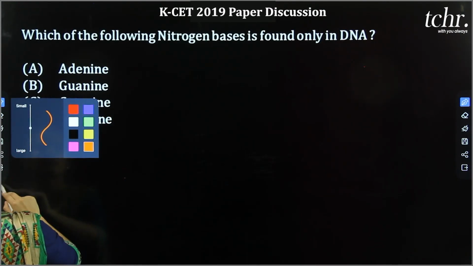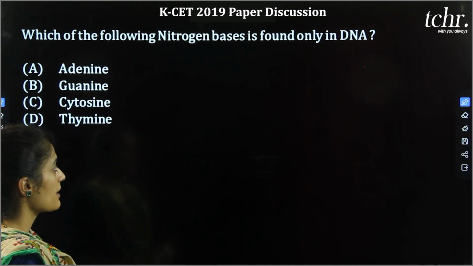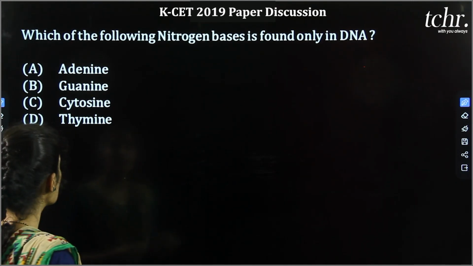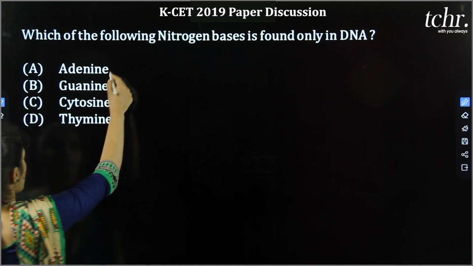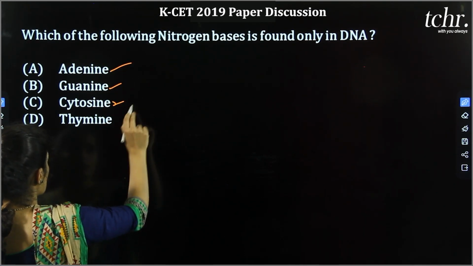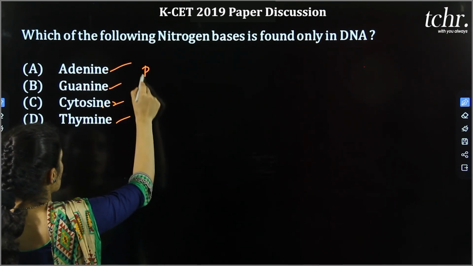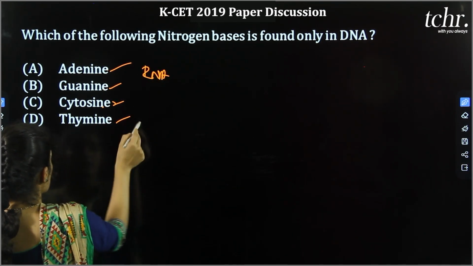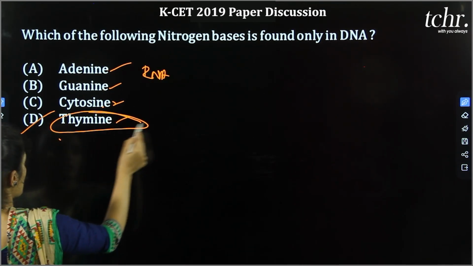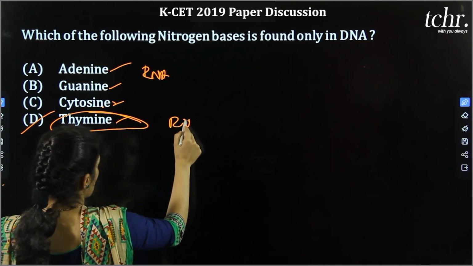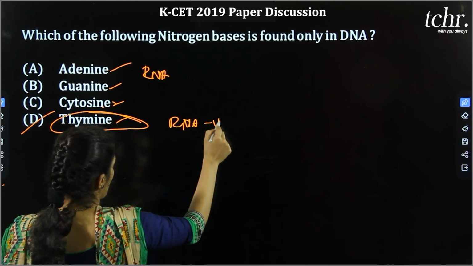Next, see, which one of the following nitrogen bases is found only in DNA? What do you see in DNA? Adenine is there, guanine is there, cytosine is there, thymine is there. Adenine, guanine, cytosine you can see even in RNA, right? But thymine is alone present in DNA. In RNA it has got uracil.